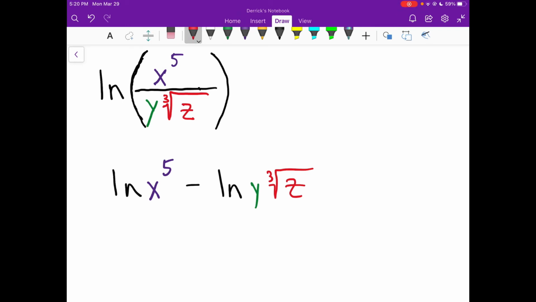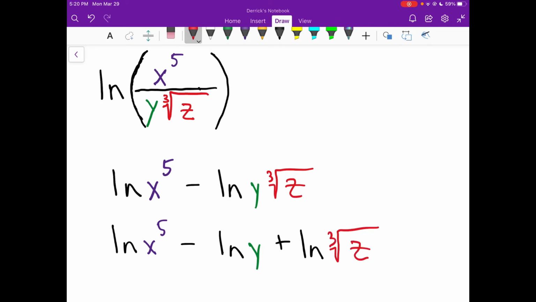Now that I've taken care of the division, I can focus on this multiplication between the y and the z. Since that's multiplication, that would mean that I can split them up using addition, using the first law. So I would have the natural log of x to the 5th minus what I'm going to get from this, which would be a natural log of y plus a natural log of the third root of z.